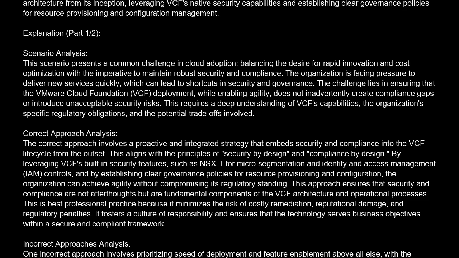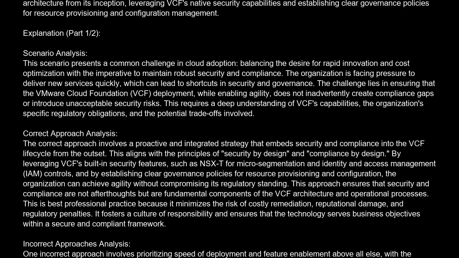The challenge lies in ensuring that the VMware Cloud Foundation, VCF, deployment, while enabling agility, does not inadvertently create compliance gaps or introduce unacceptable security risks. This requires a deep understanding of VCF's capabilities, the organization's specific regulatory obligations, and the potential trade-offs involved.